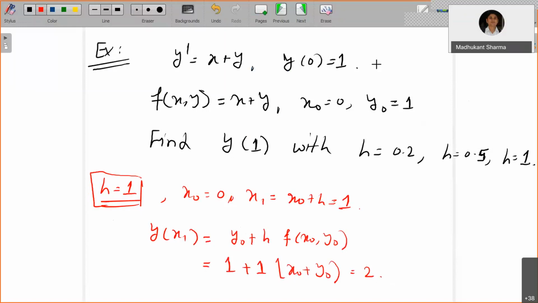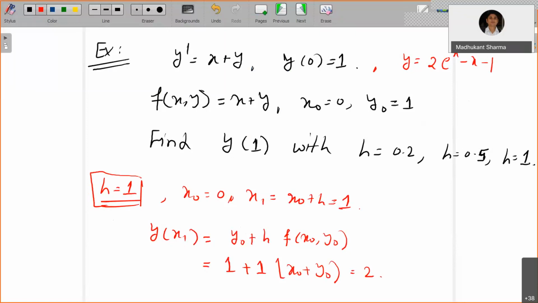Okay, now you know the analytical solution: y equals 2 times e to the power x, minus 1. So now let's see what the analytical value is. I'm just going to use the calculator. So 2 times e to the power x minus 1, with x equals 1, right? So 2 into e to the power 1 minus 2.